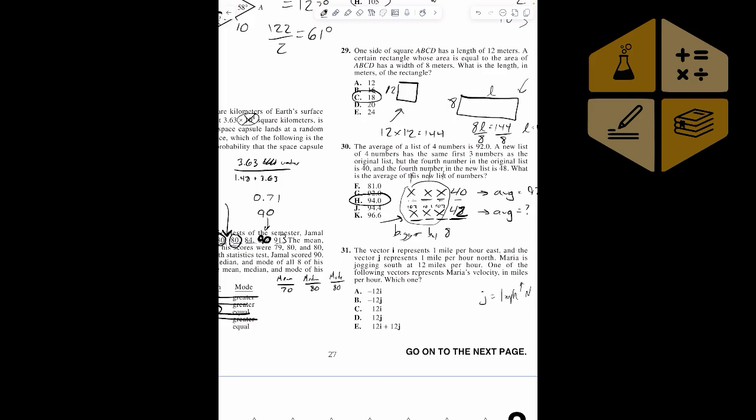I guess I can draw an up arrow for north or something. And this girl, Maria, is jogging south, or the opposite of north, at 12 miles per hour. So if j is 1 mile per hour north, then negative j is south. Okay, negative 1j would be 1 mile per hour south. Negative 1j, which is negative north, is south. So all we have to do is make this 12 miles per hour, negative j, that'd be negative 12j. You see? And that's why 31 is B.